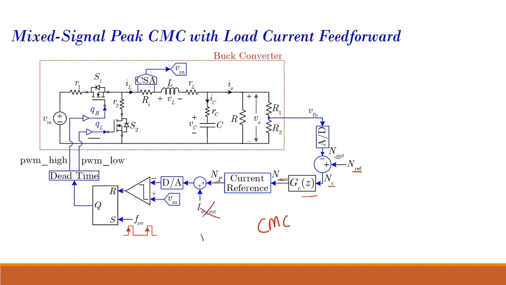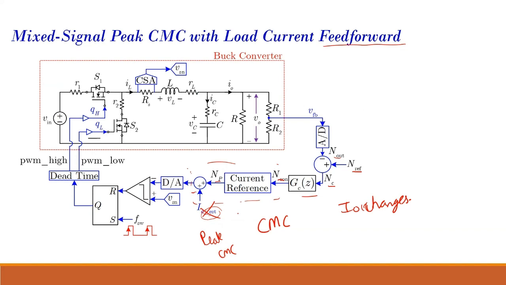In normal peak current mode control, this is not there, but now we are adding this I output externally. So why are we adding the output current directly over here? What do we gain? Whenever there's a change in the output current, its effect can be seen in your controller instantaneously. Direct. That is why it is known as feed forward. We're directly feeding the changes in your output current.